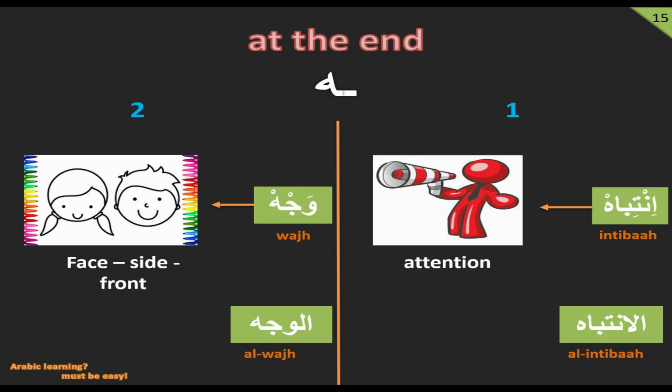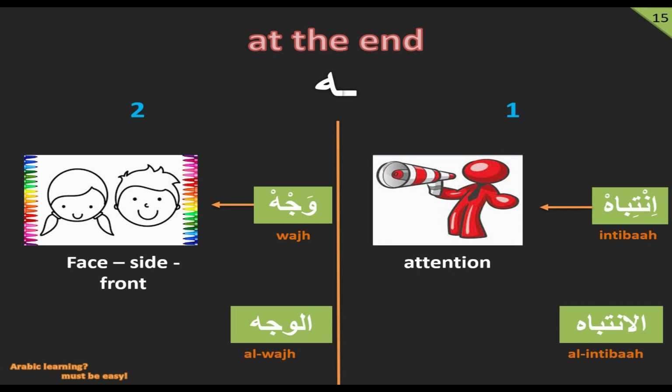Let's continue. Next we have two examples of the third form of ha, but at the end of the word. The first is the noun intibah. Intibah, hamzat wasl. So kasra under alif, sukun on noon, kasra under ta, and sukun on ha. Intibah means attention. For example, give me your attention: أعطني انتباهك. Intibahaka, your attention. And the attention would be al-intibah.